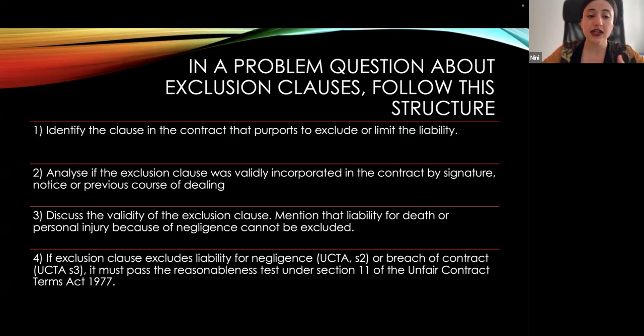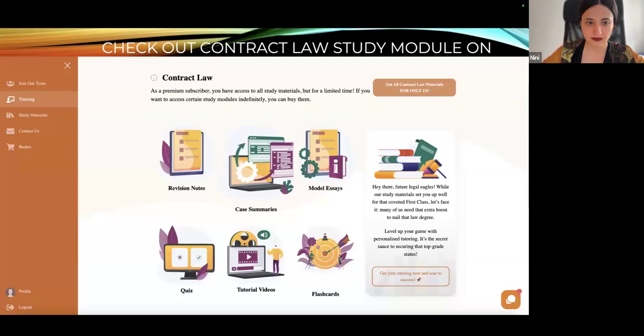And finally, if the exclusion clause excludes liability for negligence or breach of contract, it must pass the reasonableness test under Section 11 of the Unfair Contract Terms Act 1977. And this is set out in the same Act, the Unfair Contract Terms Act, in sections 2 and 3. Don't forget to cite this if you have a problem question about exclusion clauses, and follow this 4-step structure.